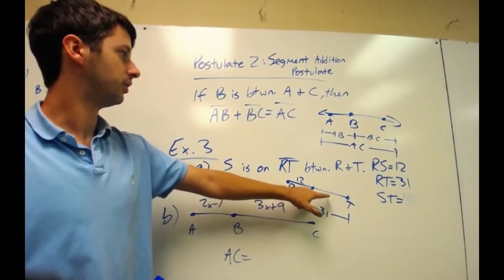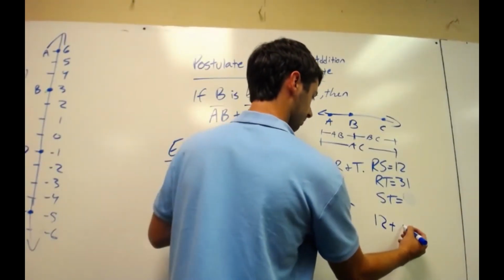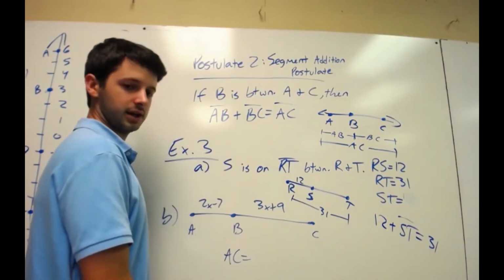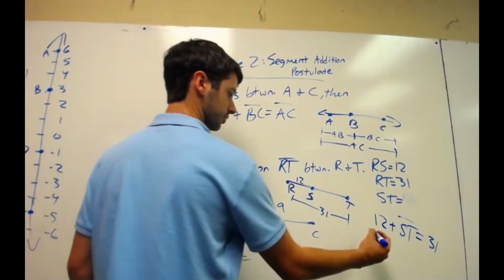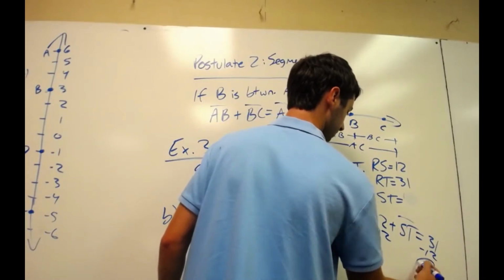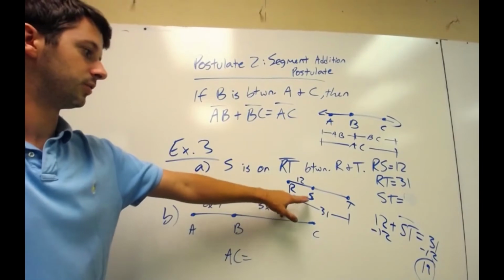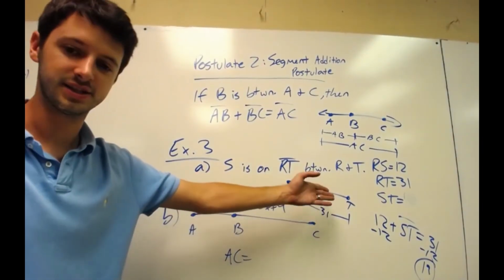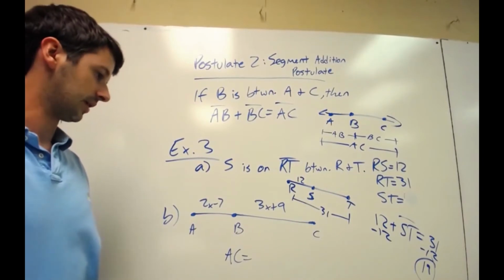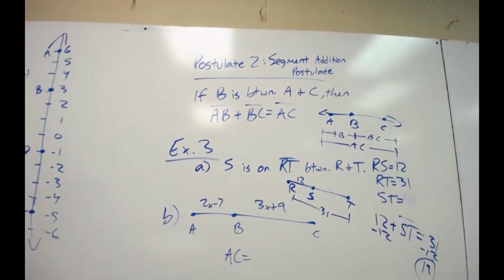Well, you could use your addition postulate and say 12 plus ST equals 31. And then you solve it algebraically and you would subtract the 12 and get 19 for your answer. 19 would be the answer. Most of y'all could probably see that you would subtract the 12 from 31 to find ST, and you can totally skip steps however you want to do it. Just get the right answer. Awesome. So 19 would be your answer for A.